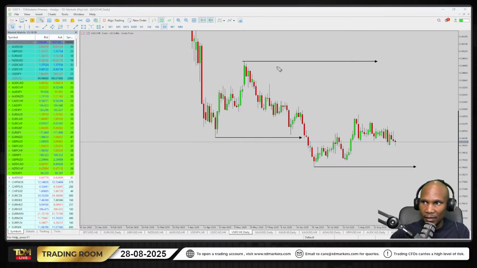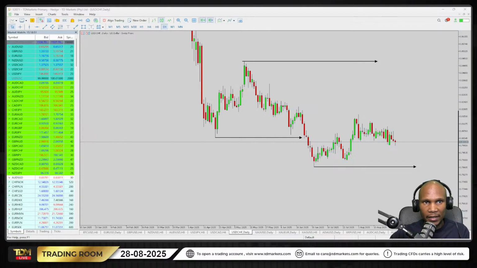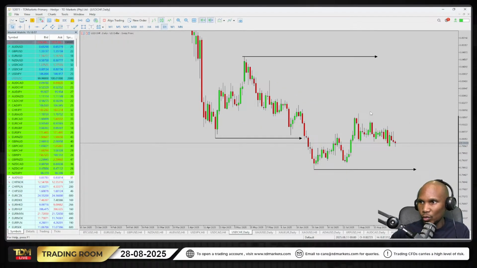Here's the bigger structure, right? You've got a lower high, you have a lower low. So this price action here is a corrective wave, similar to this one. Looking at what price is doing right now, this corrective wave might expand itself. However, there are two possibilities on what price would do.